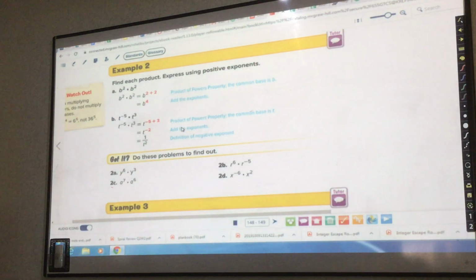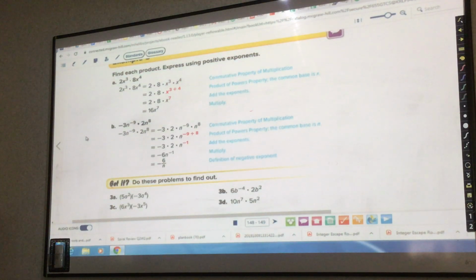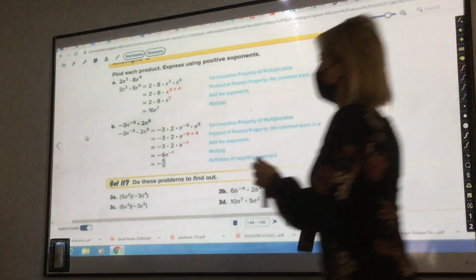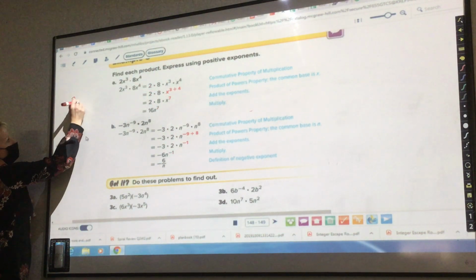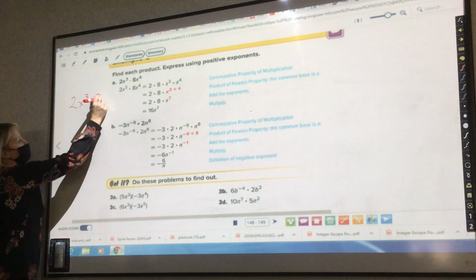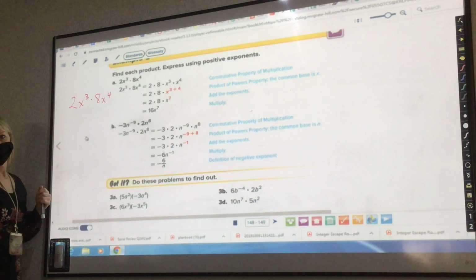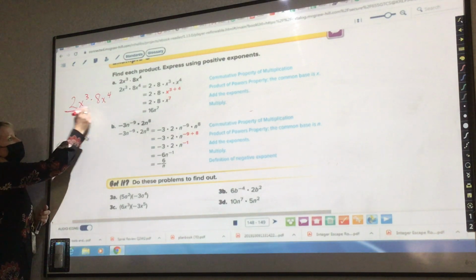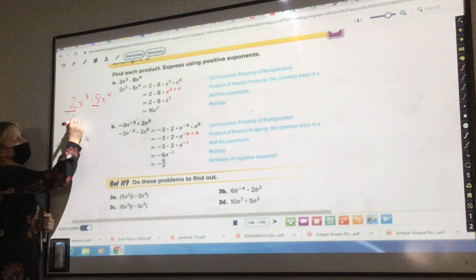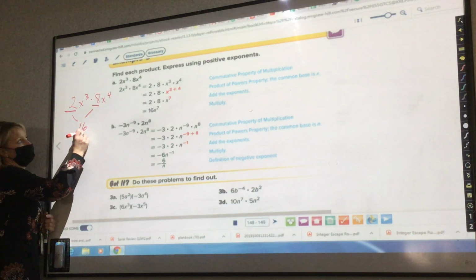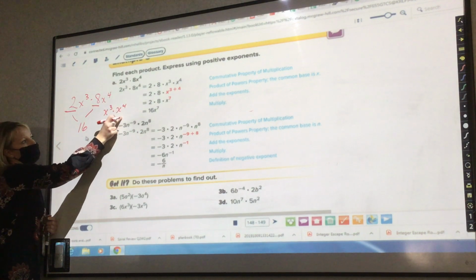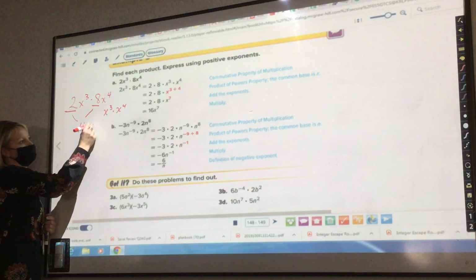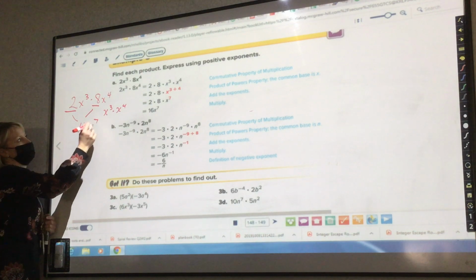Here we're going to put some numbers in front of our base. So I want to show you off to the side because they always show it over here, but sometimes I'm going to show you what I want for your work. I want 2x to the 3rd times 8x to the 4th. You are still going to multiply 2 and the 8. So 2 times 8 is 16. Then when we multiply x to the 3rd times x to the 4th, you don't have to write that. But what would that be? That would be x to the 7th.